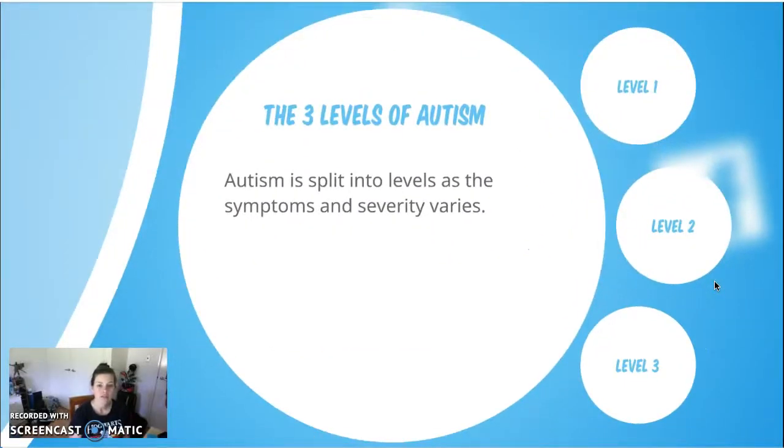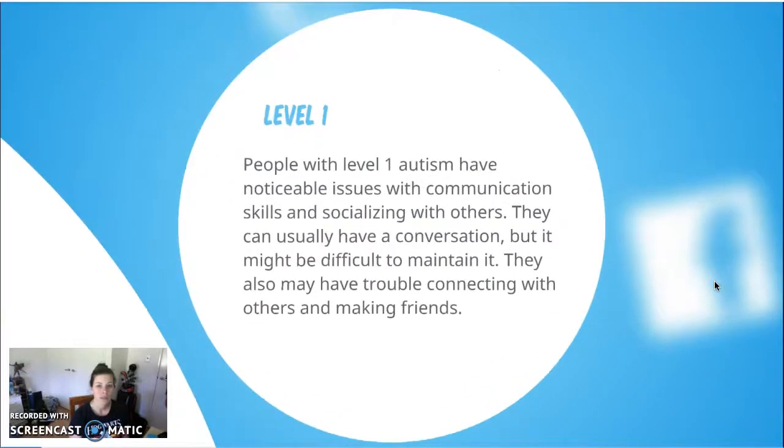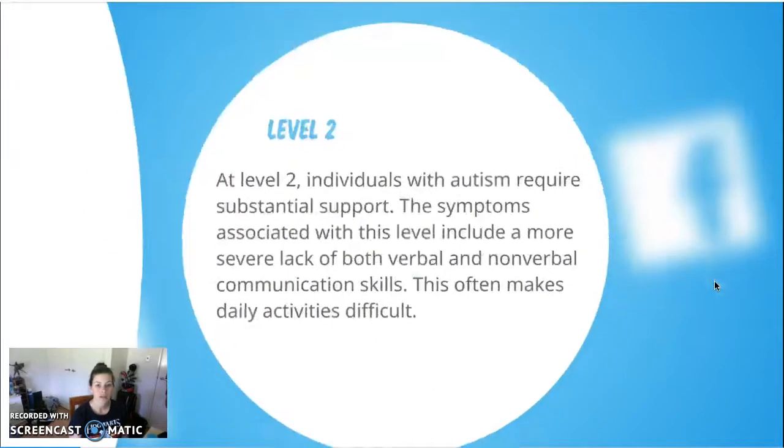Autism is split into levels as the symptoms and severity varies. Level 1. People with level 1 autism have noticeable issues with communication skills and socialising with others. They can usually have a conversation, but it might be difficult to maintain it. They also may have trouble connecting with others and making friends.